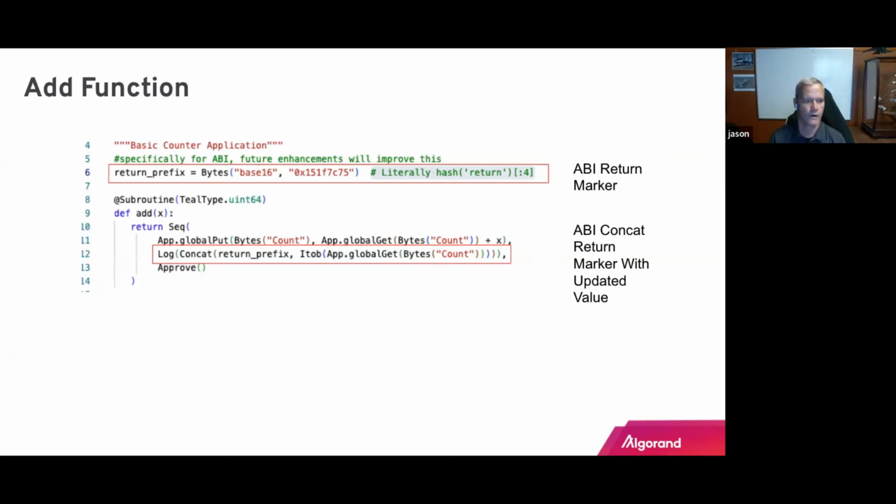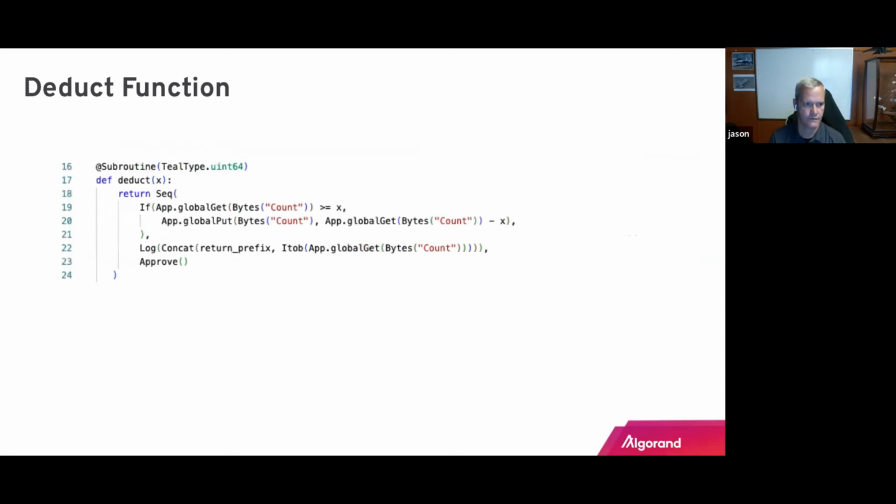Now, where I need to use the If is on the deduct function. You'll see here, it's basically the same thing except I'm subtracting X, but I only do that if the current count is greater than or equal to X, because I don't want it to be negative.